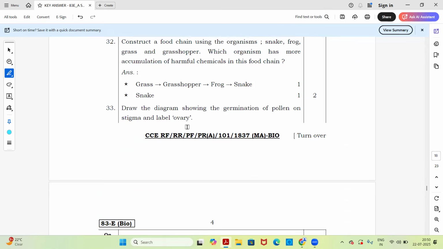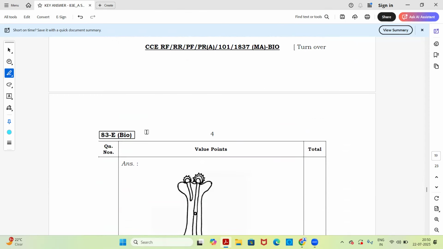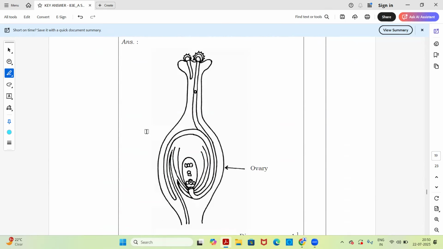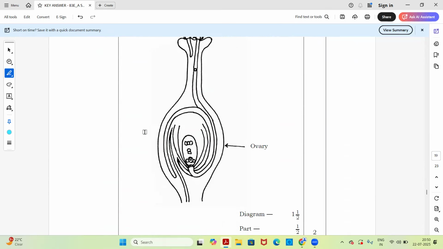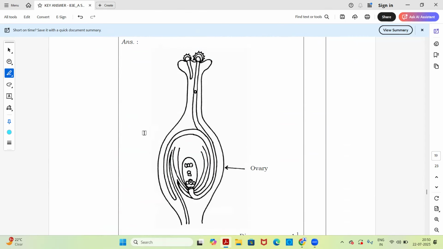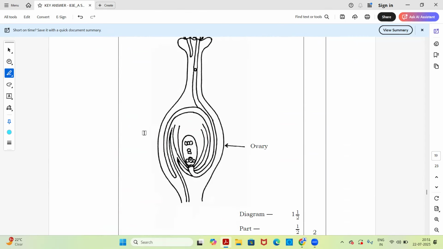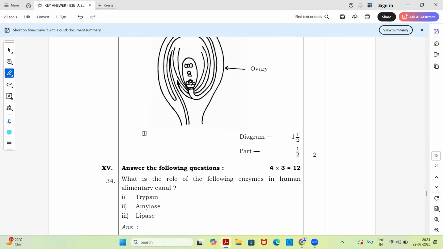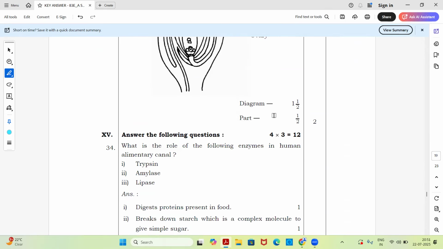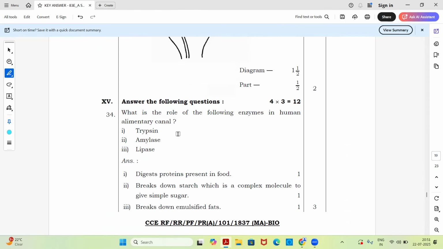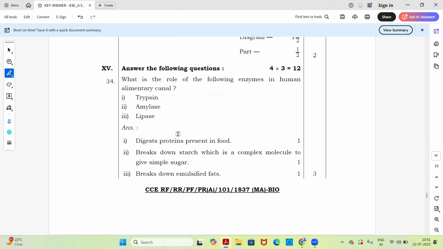Next, draw the diagram showing the germination of pollen on stigma and label the ovary. So you have to draw a diagram and label. Okay, so this is the diagram and the marking given here. You can pause it and look at the diagram as well as the mark segregation given here. You get 1.5 marks for the diagram and half a mark for marking the given part.